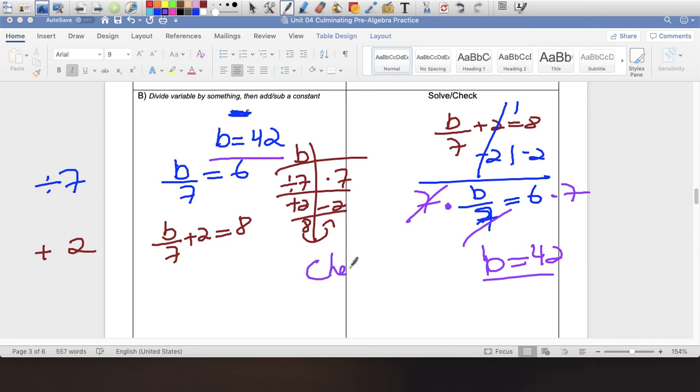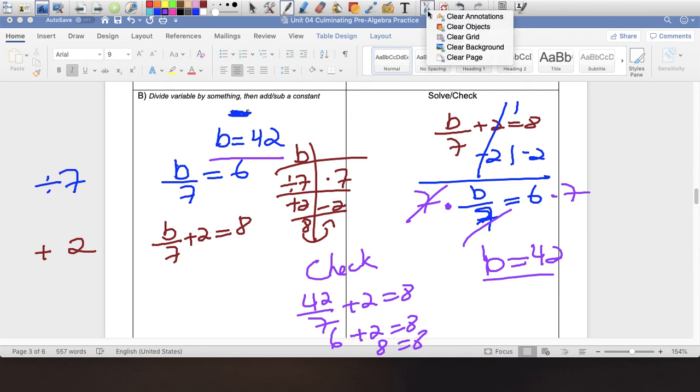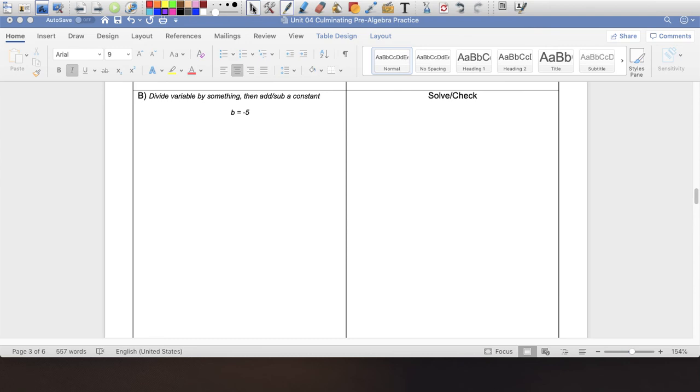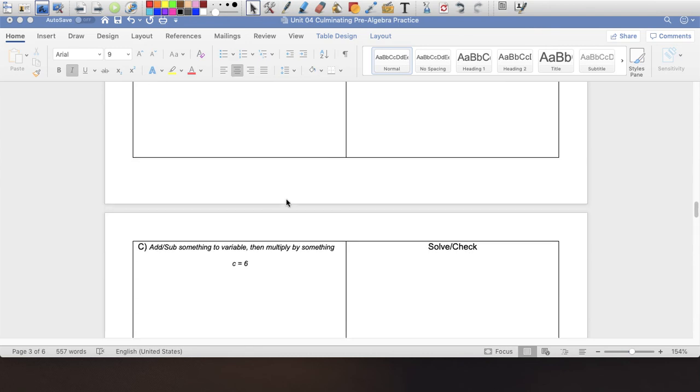Check. Let me do a check over here. B, so it's 42 over 7 plus 2 equals 8, right? So I replace the b with 42. 42 divided by 7 is 6. 6 plus 2 equals 8. And yes, we have it all there. So you have these examples and the examples in your notebook to do it.